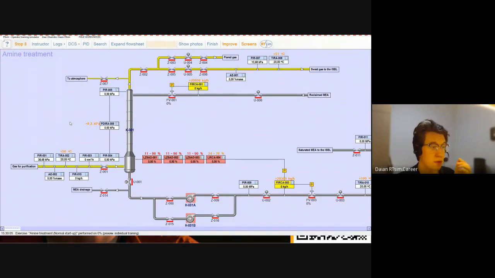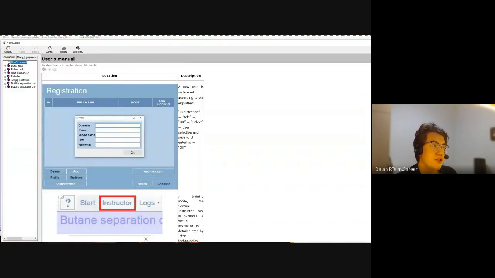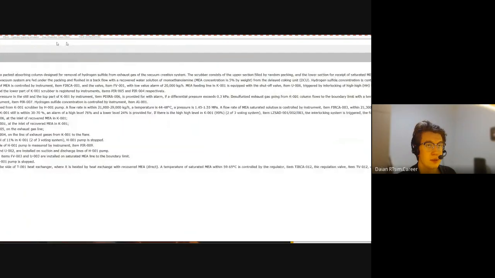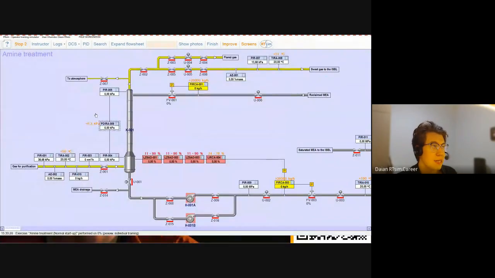And now in the process, we will pay attention to this. Reference information you can open in help and find here Amine Treatment Unit, and see all information. And let's try to start our column.